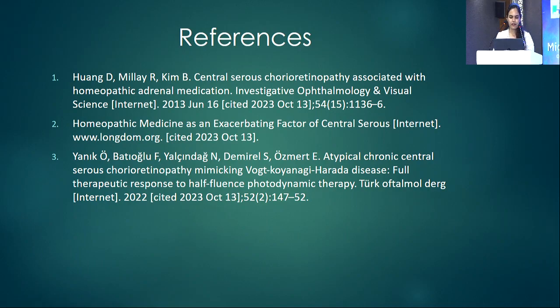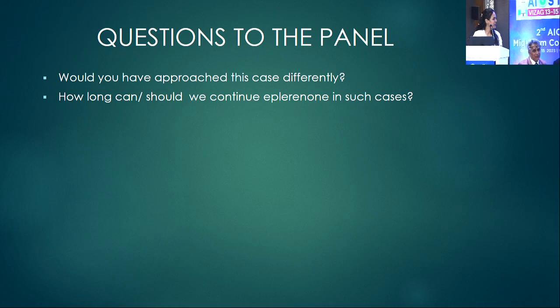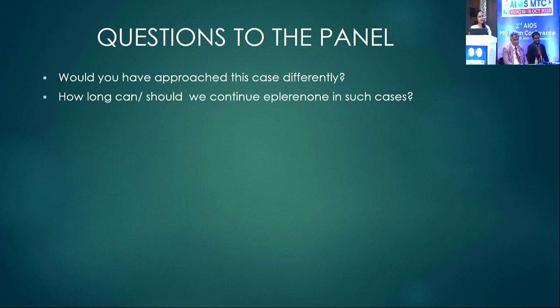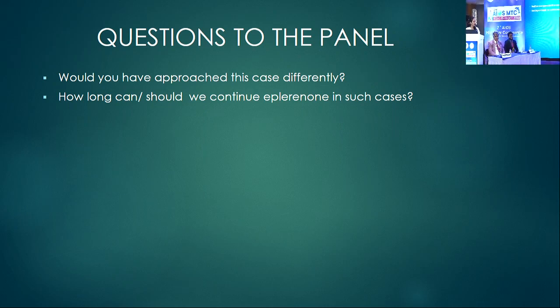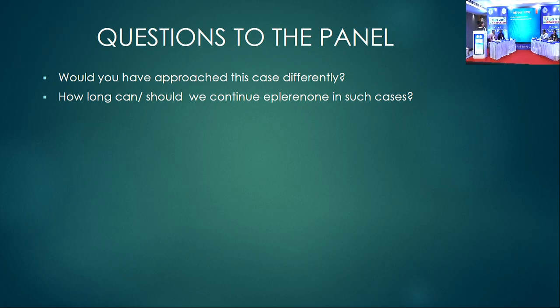So these are my references, and I had 2 questions to the panel, if I may. What would you have done in this particular case? And in cases of atypical CSR or CSR in general, how long do we continue eplerenone?